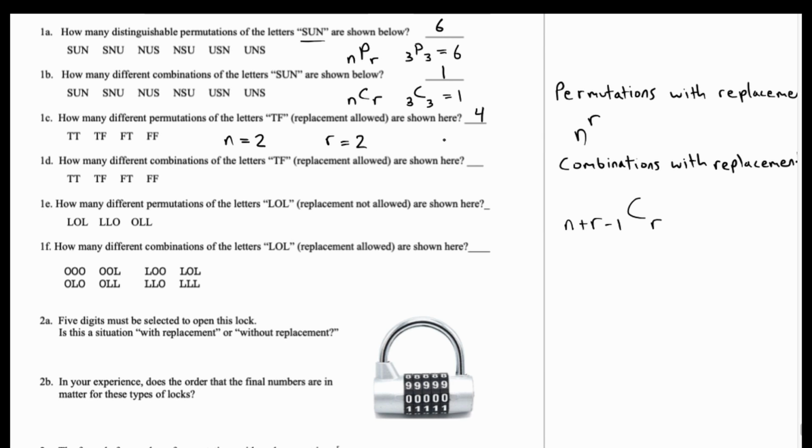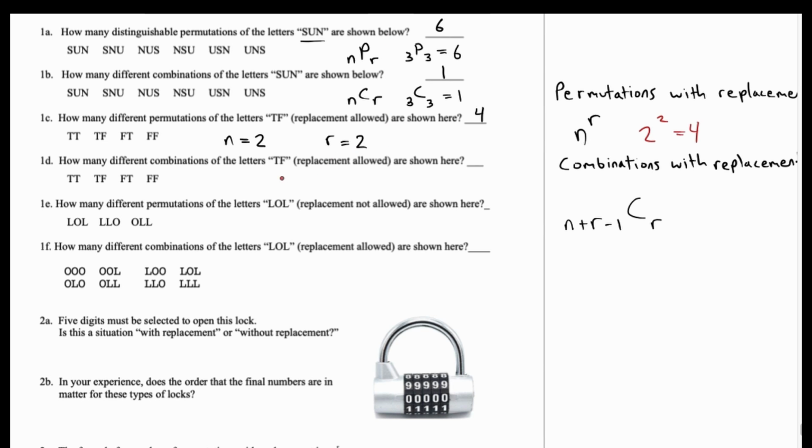So our final answer should be 4, and we want the formula to give us that answer. And so it would give us that answer, right? Because we would do 2 to the 2, n to the r, which is 4. So it matches up with what we think it should be.